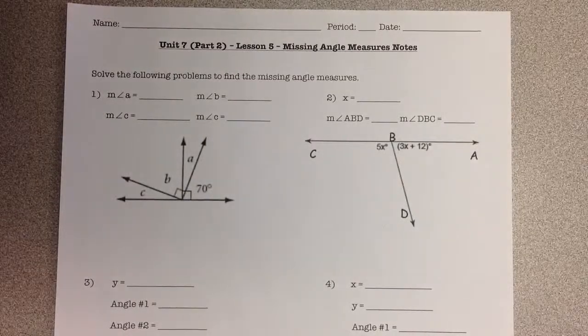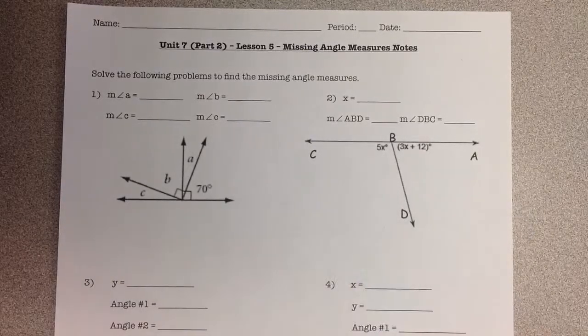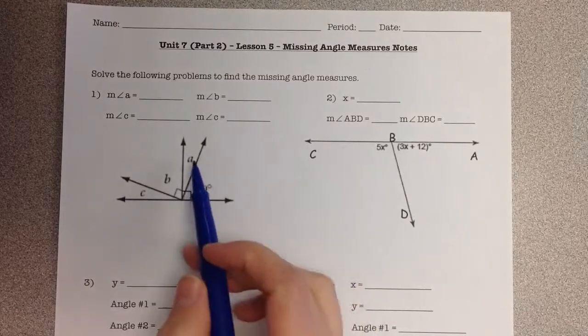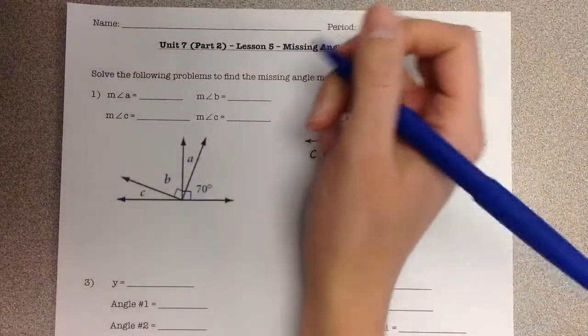Today we're going to talk about missing angle measures and finding those values. So we're going to look at a couple different scenarios. First, just looking at using complementary or supplementary angles, and then looking at transversals. So in problem number 1, we want to find these missing angle values.